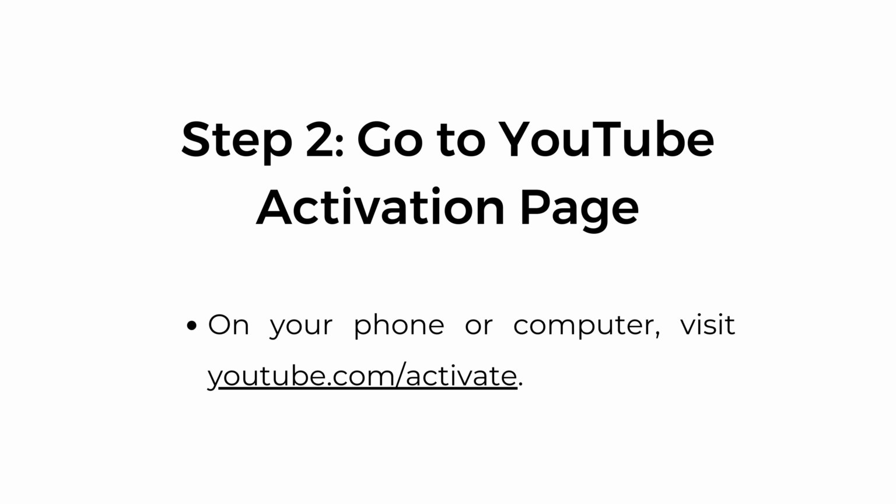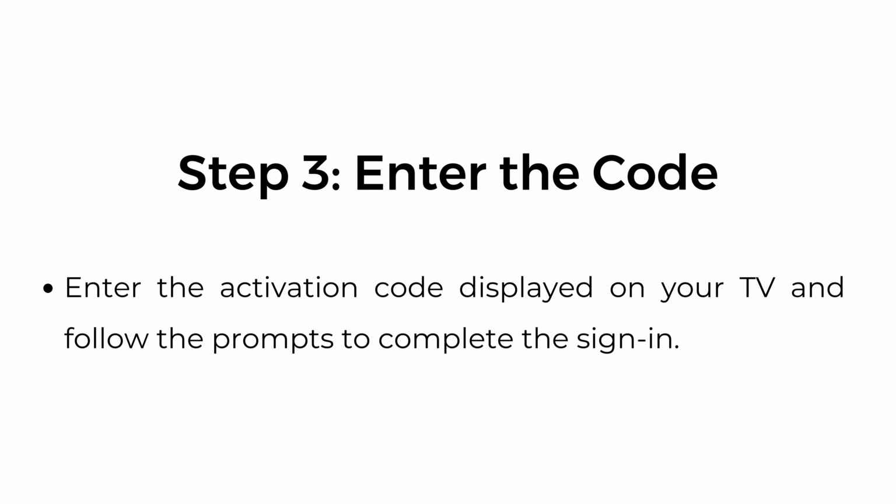Step 2. Go to YouTube activation page. On your phone or computer, visit youtube.com/activate. Step 3. Enter the code. Enter the activation code displayed on your TV and follow the prompts to complete the sign-in.